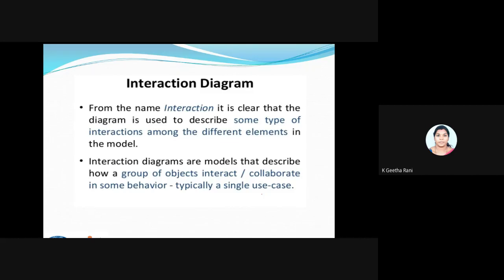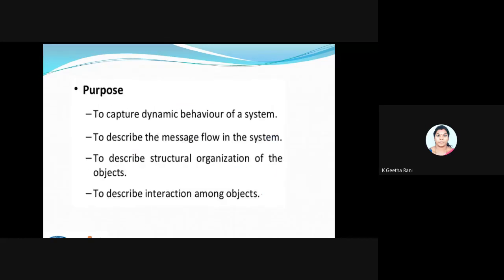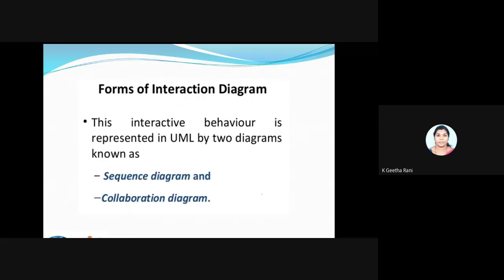Some type of interaction among the elements. That is what I'm going to draw here. That is called an interaction diagram. If I have so many objects, I'm going to perform the interaction diagram between these objects. We have so many types of interaction diagram here. I think we'll be seeing 2 types of it: one is called a sequence diagram, and another one is called a collaboration diagram. This interactive behavior will be represented in UML format.